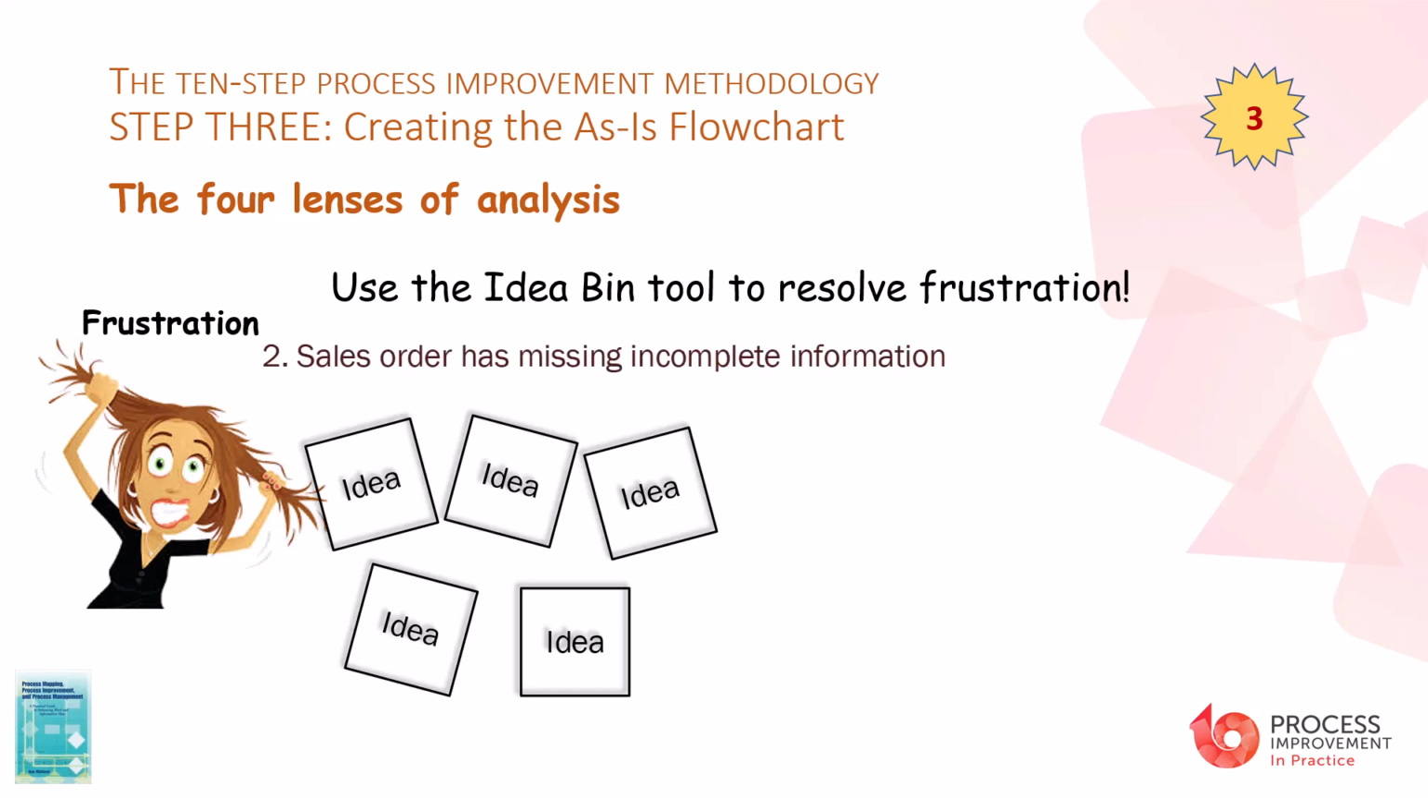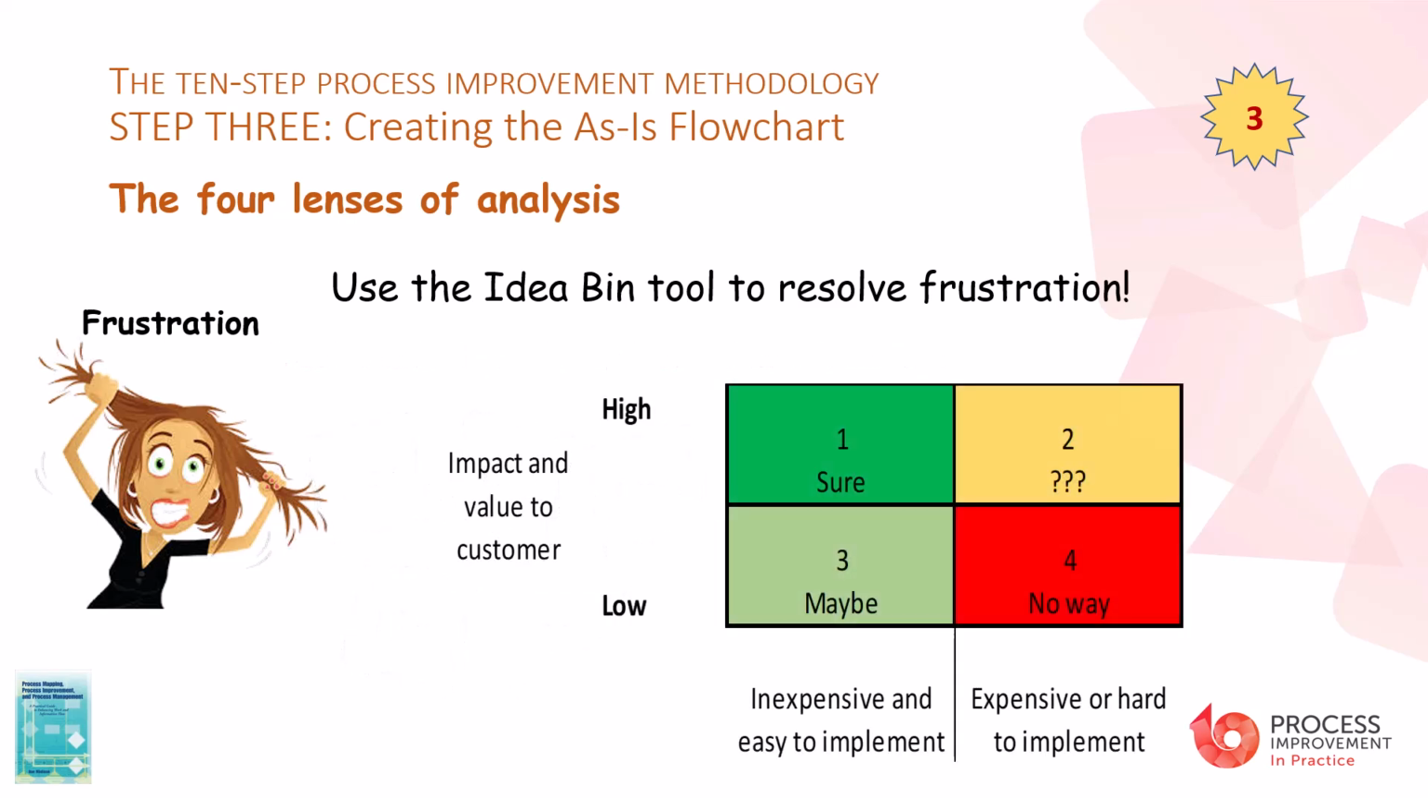Then, you draw a 2x2 table with 4 boxes as shown here. The table is divided into 3 regions. The upper 2 boxes correspond to ideas that both have high impact on resolving the issue and high value to the customer. The second region is represented by the left column, which corresponds to ideas that are easy and inexpensive to implement. And the third region is represented by the right column, that corresponds to those ideas that are expensive or hard to implement.